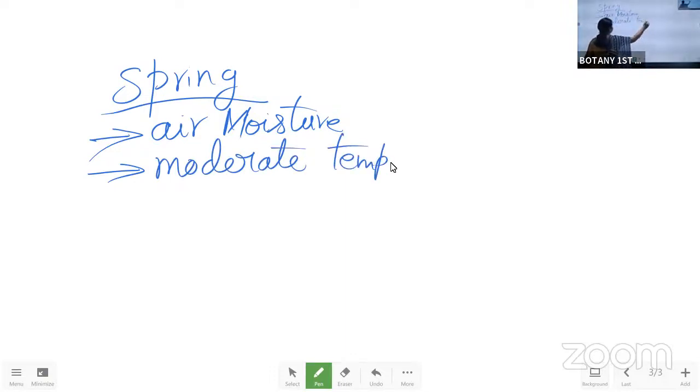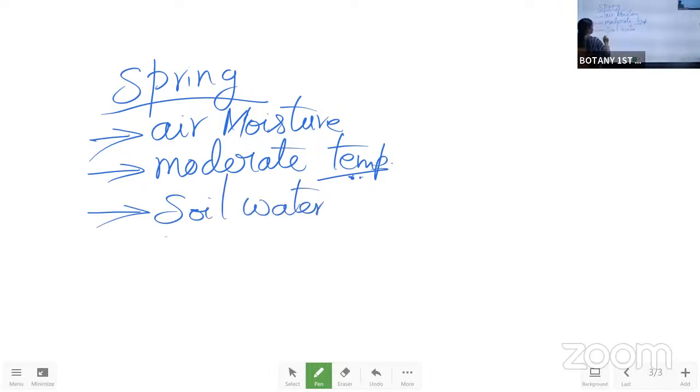Here I am not writing the complete word, temperature. Temp. And whenever I keep two dots just below the word, it needs to be read as temperature. And abundant soil water. So these are the three things which make the spring season the most suitable season for plants to grow and show their growth more. At that time, what happens in the plant body?